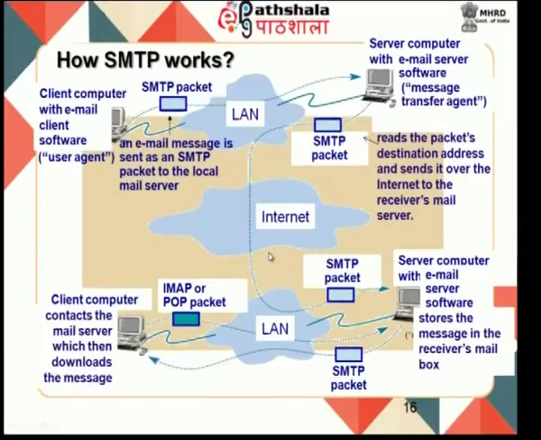Now we can see this figure. Here we can see how the SMTP protocol works in a two-tier, client-server architecture. It starts from the top left corner. Here there is a client computer which has email client software, which we also call a user agent. From this client computer a user is going to send an email message. This email message is sent as an SMTP packet to the local mail server.